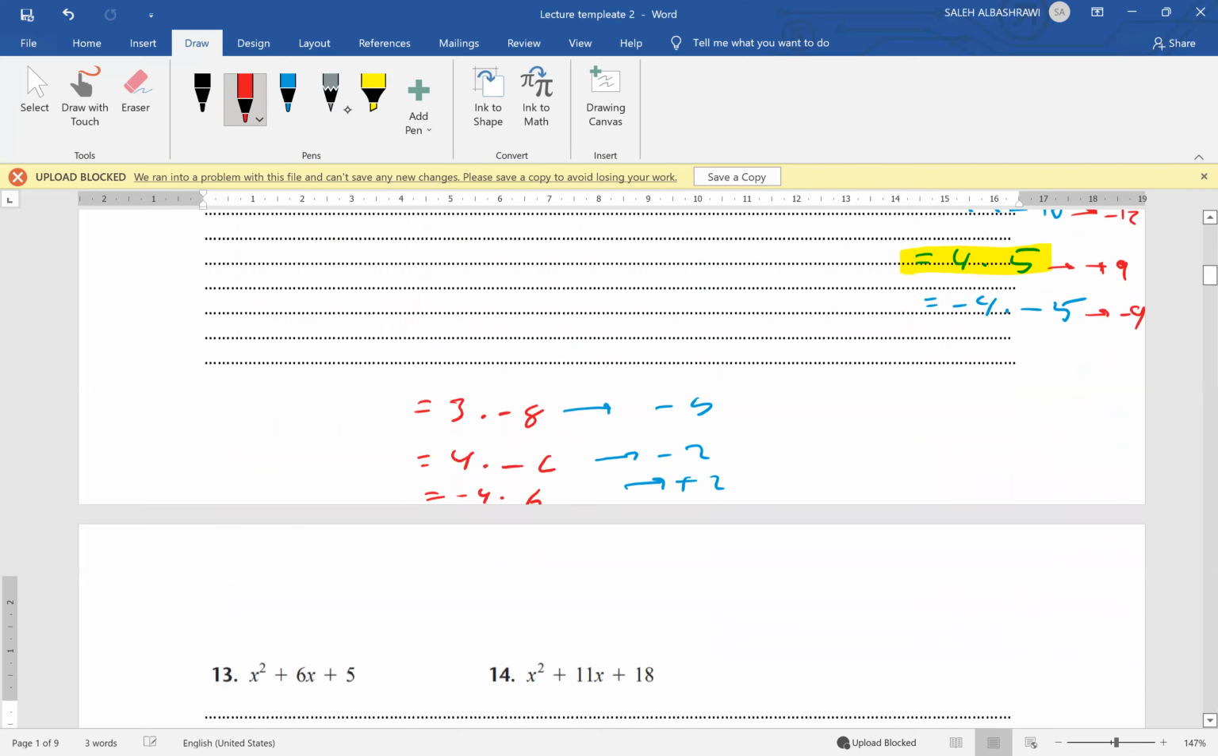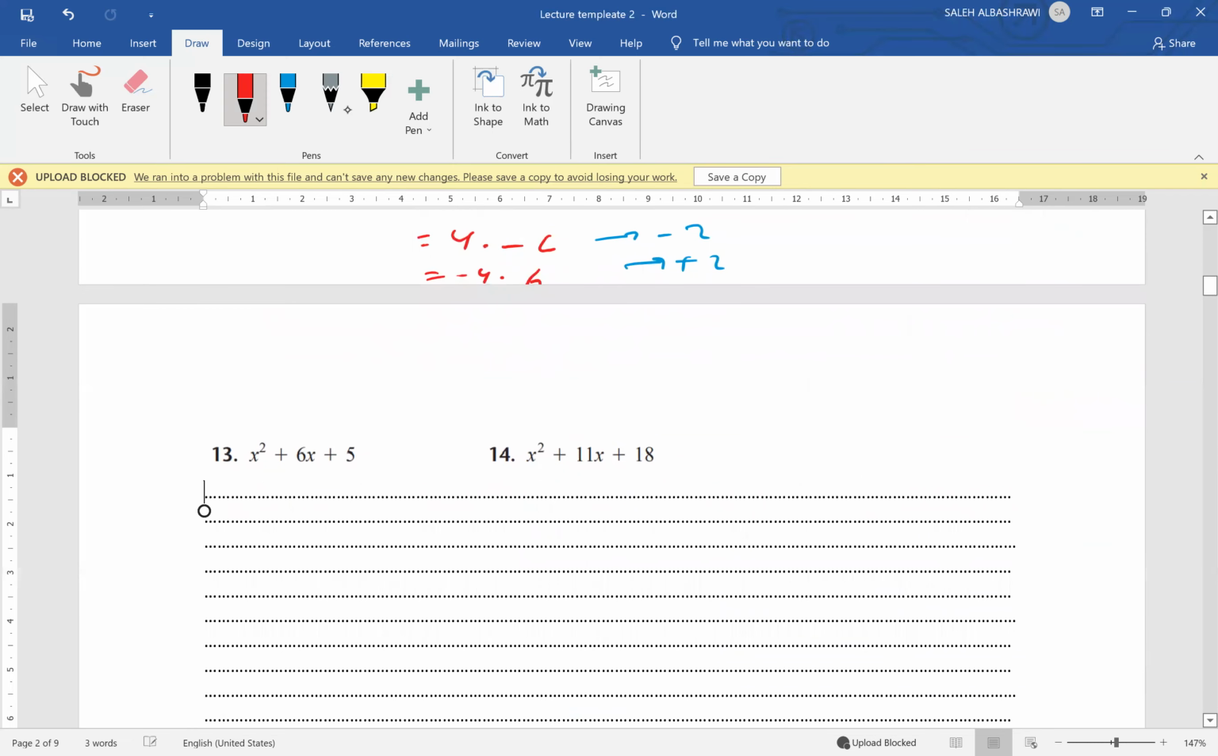Next exercise, for example, number 13, x squared plus 6x plus 5 will equal this x multiplied by x. Now I need two numbers, their product equal to 5 and their sum equal to 6. This will be 1 times 5, and this is positive. It is plus 1 plus 5.